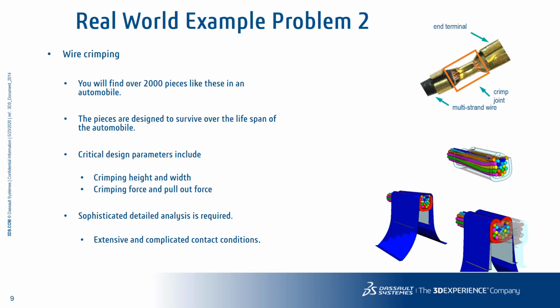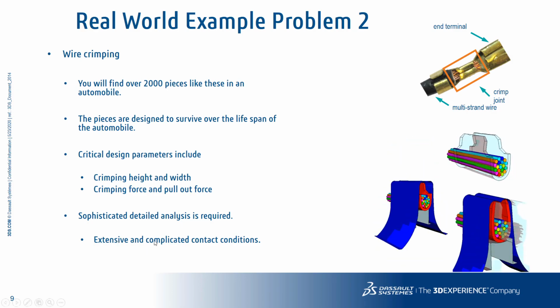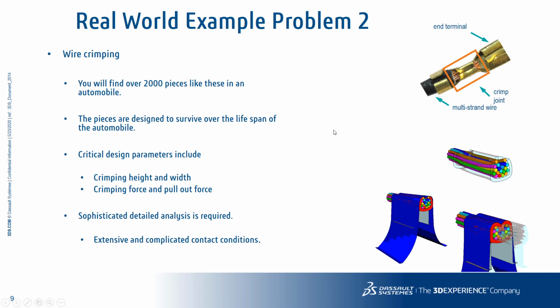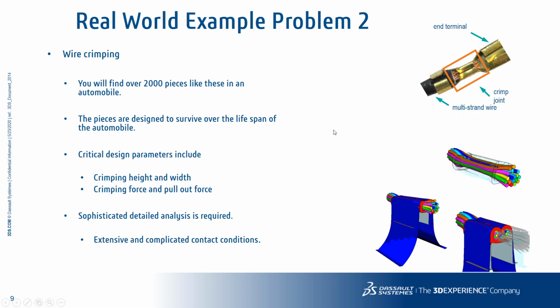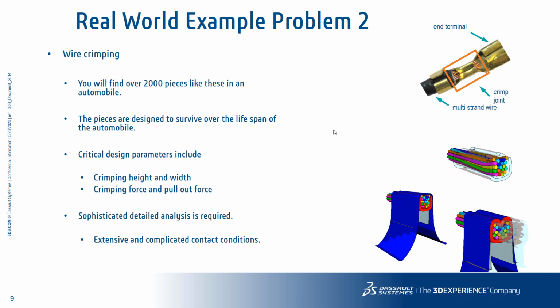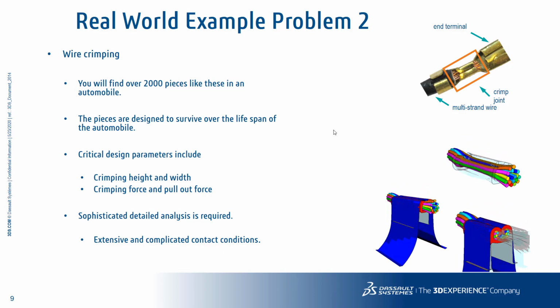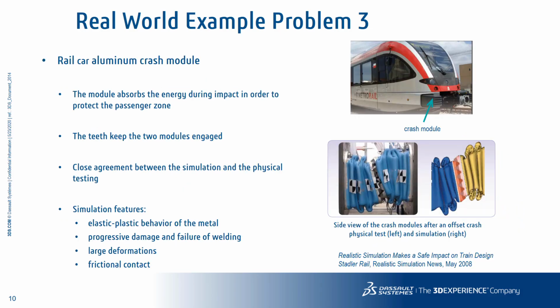Wire crimping. This type of analysis has extensive and complicated contact conditions, so it will typically require very short time increments. When you have a lot of complex contact and short time increments, that is also a very good sign to use an explicit solver.